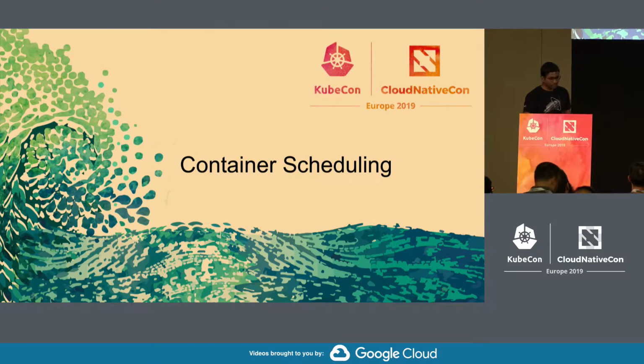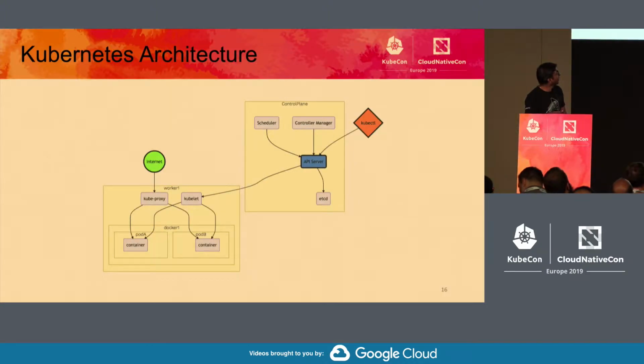Let's now move on to container scheduling to see how it works. This is the typical architecture of Kubernetes. The control plane consists of 3 major components: the API server, the scheduler, and the controller manager, and they have a data store called etcd.